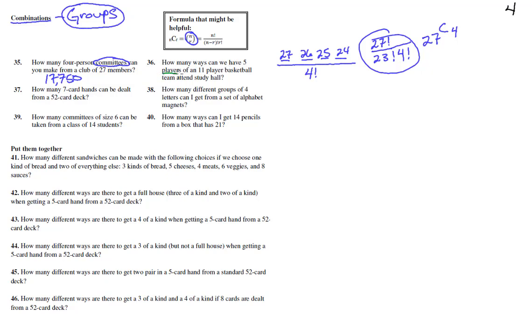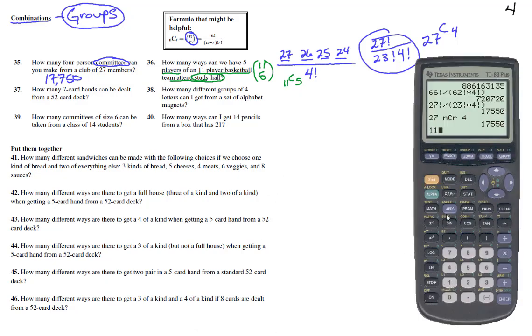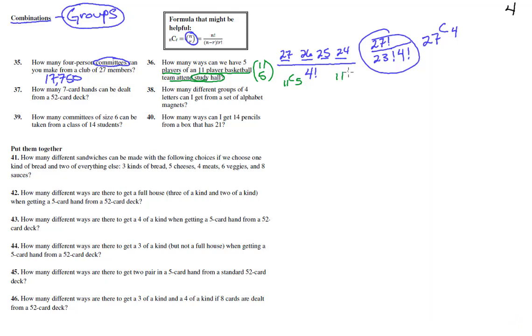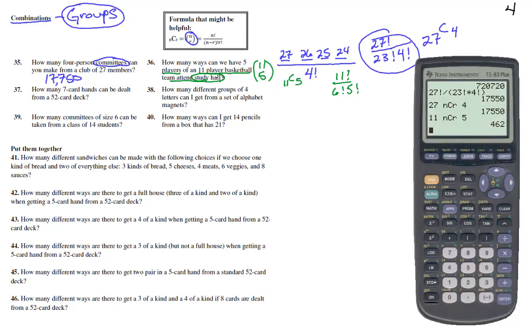So, with no further ado, we can now zip through these kind of fast. How many ways can we have 5 players of an 11-player basketball team attend study hall? Now notice in study hall, it's not a roster with a center and a forward and a passing guard and all that. It's a group of 5. So this is going to be 11 choose 5. Plug that into the calculator: 11, math, probability, nCr, 5, and it's going to plug in 11 factorial over 6 factorial times 5 factorial. 11 choose 5 is indeed 462.